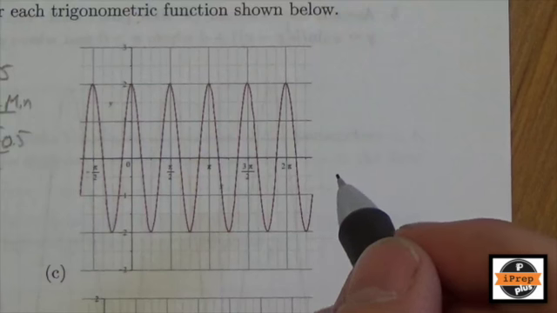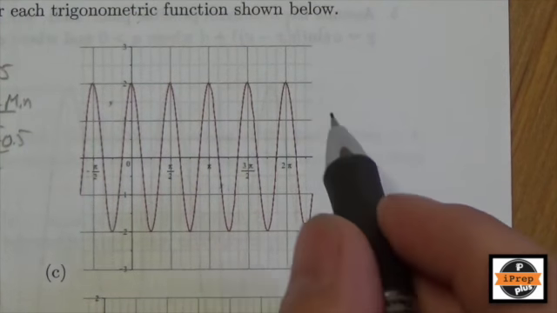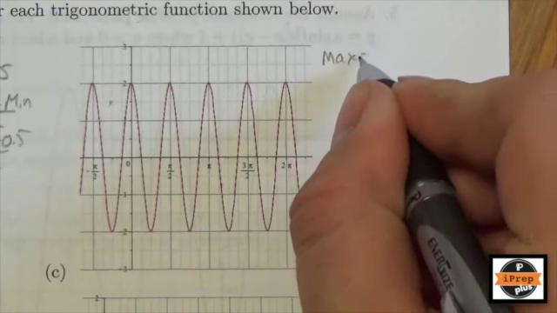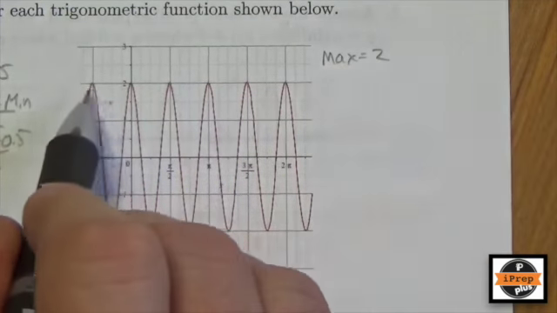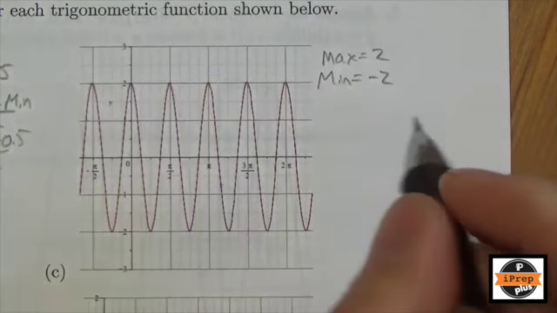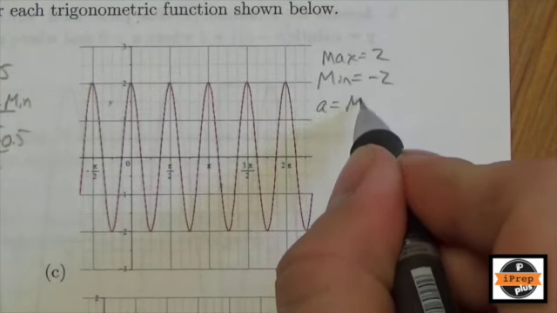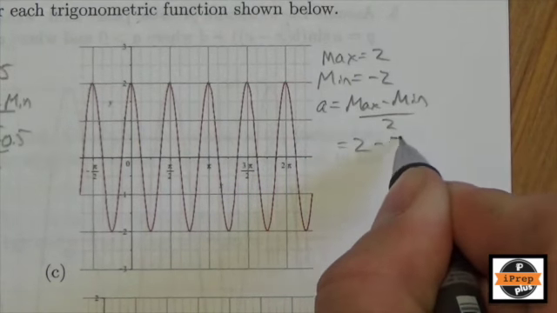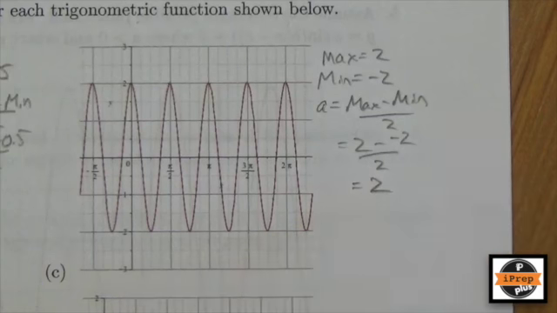This one right here looks very similar to the one that we just did, but this one's a little bit easier to read off. Once again, we'll take a look at the maximum and the minimum values first. So the maximum value is 2. The minimum value here is -2. And so amplitude is going to be max minus min over 2. So 2 minus -2 over 2, or just 2.